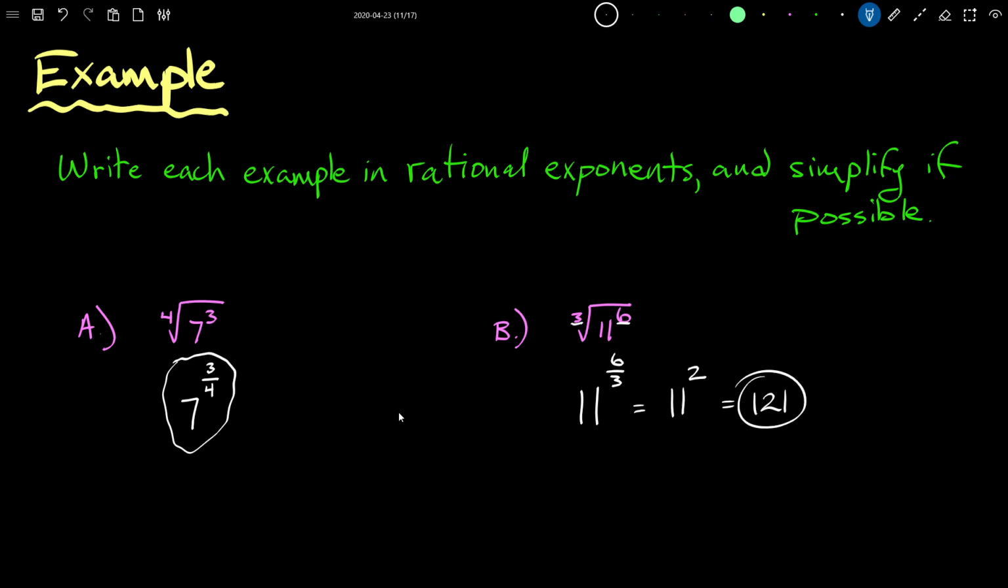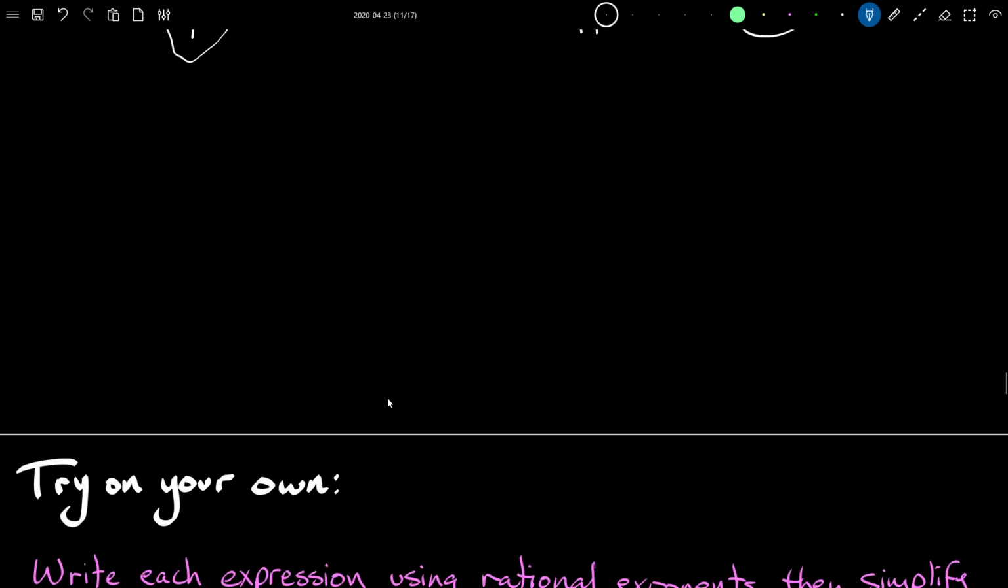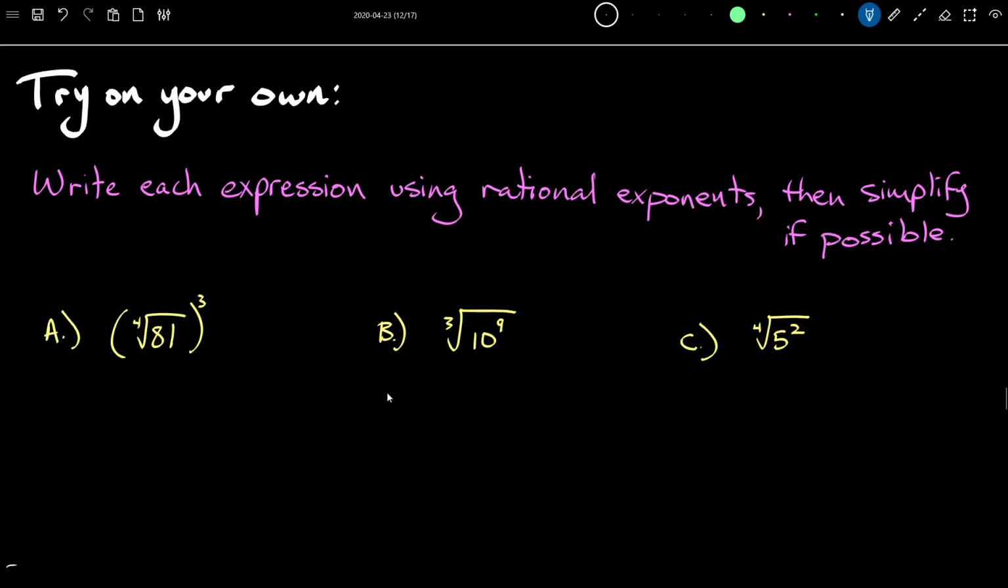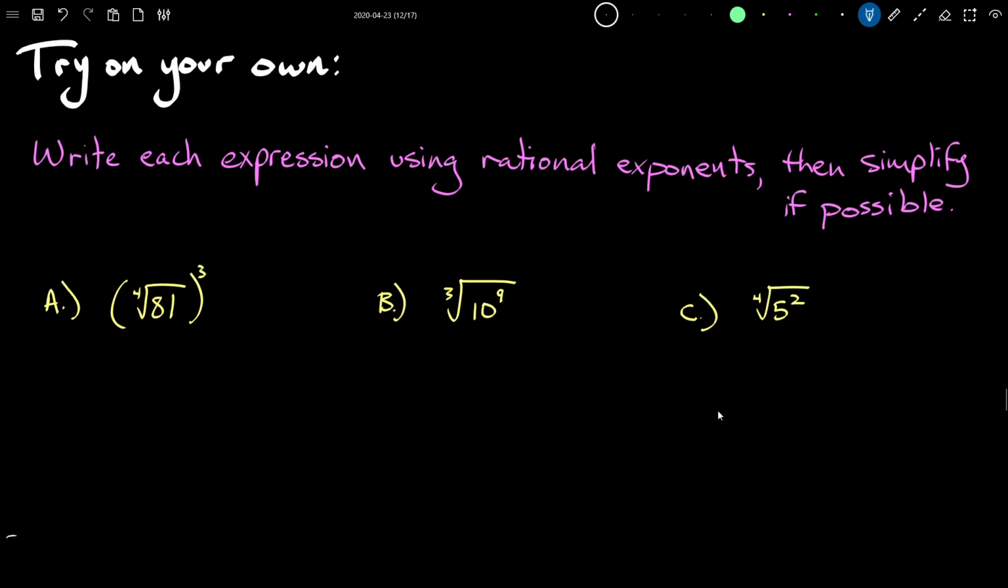Okay, here's some for you to try. So change them to rational exponents, and then simplify them if you can. So pause the video here, take a moment to try it out.